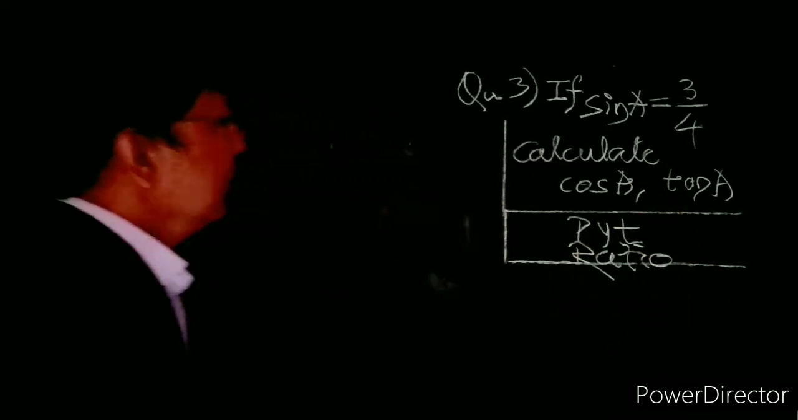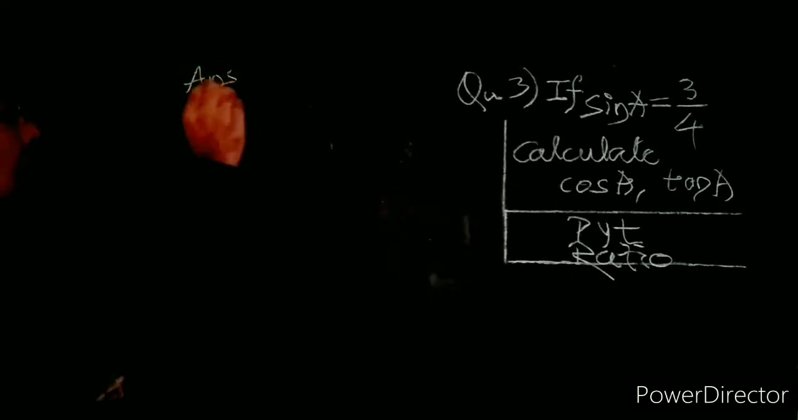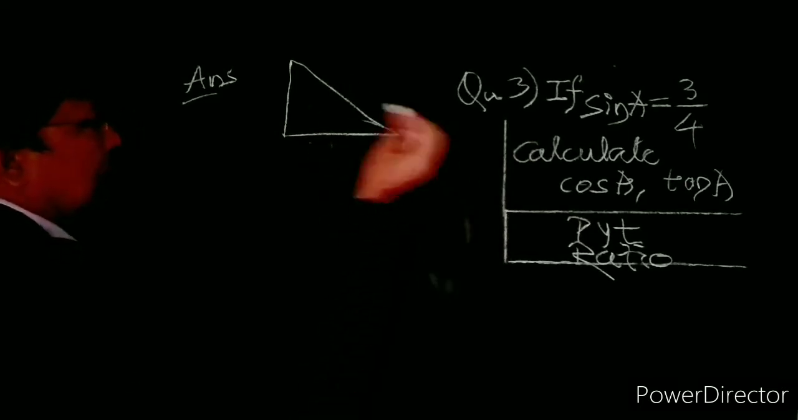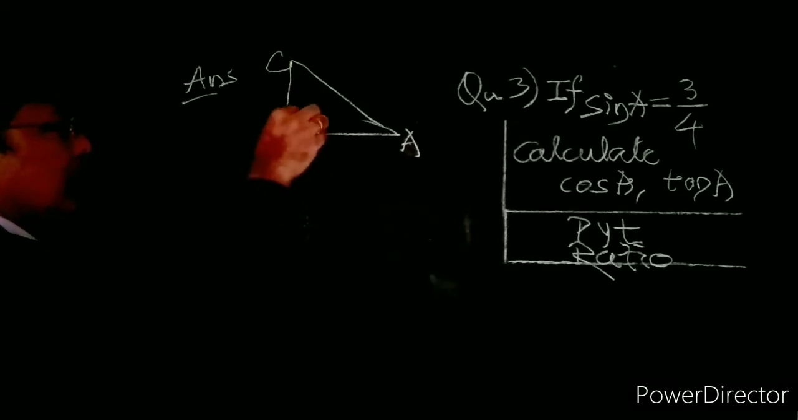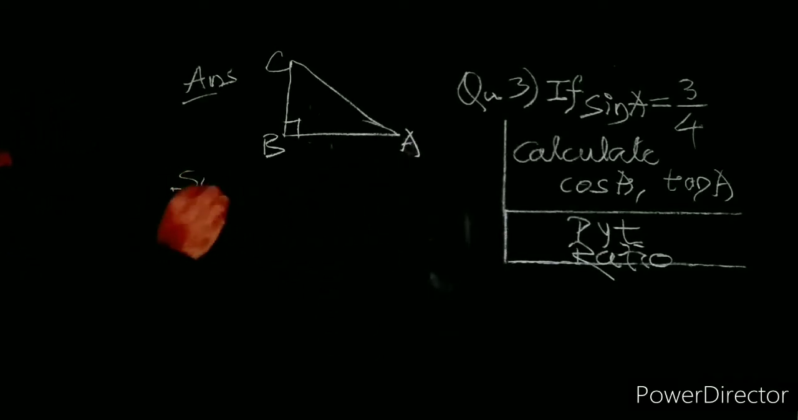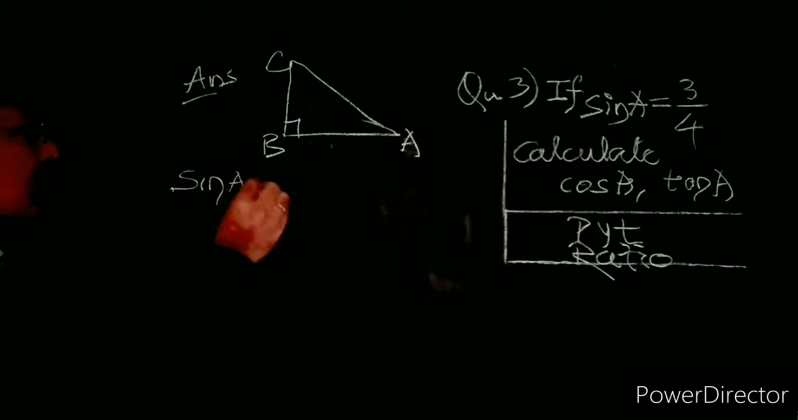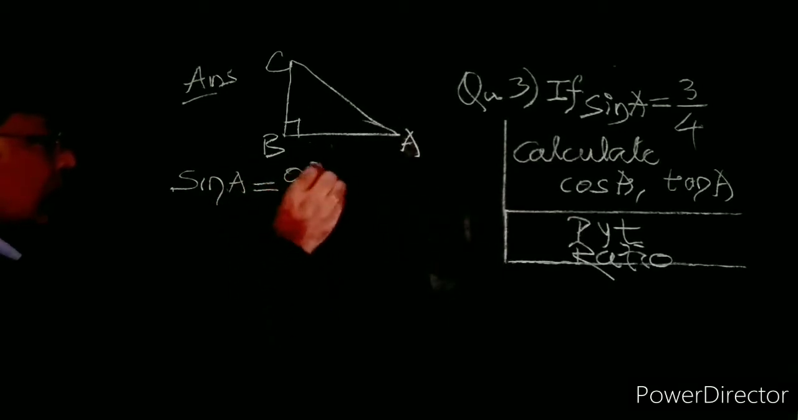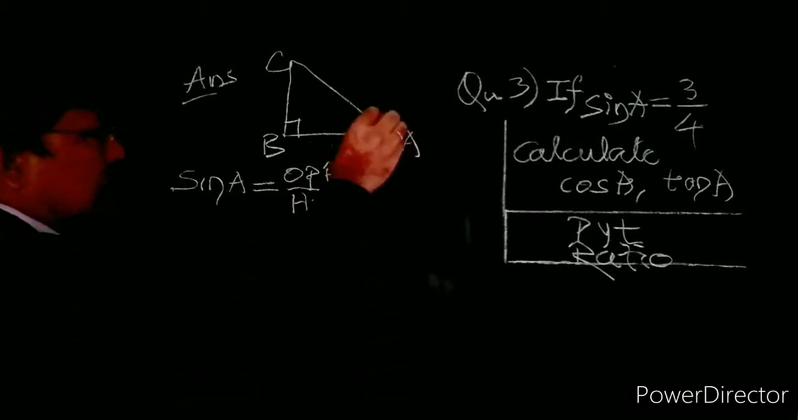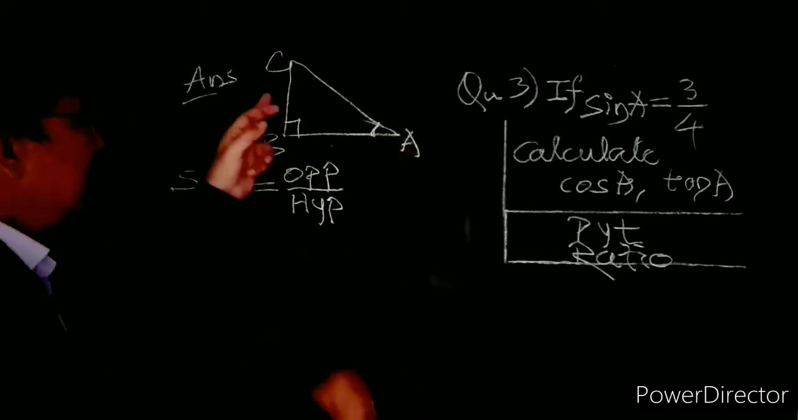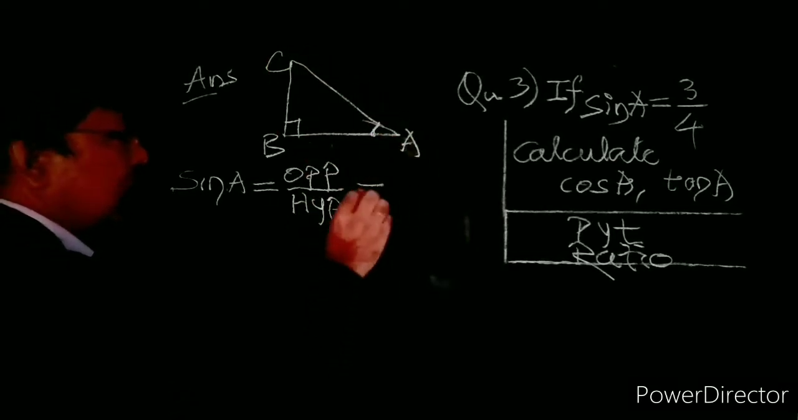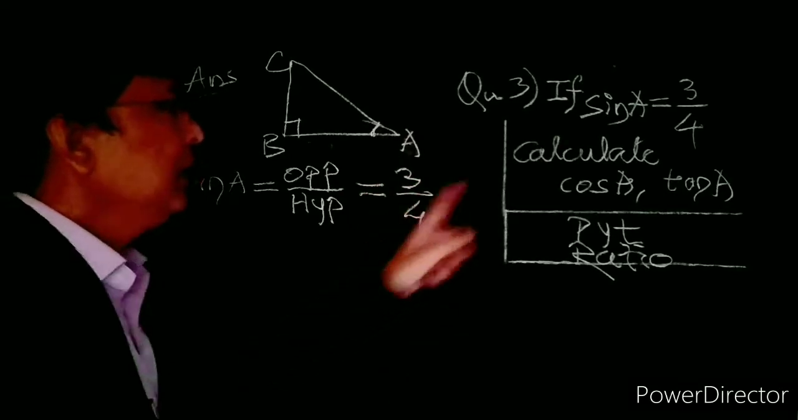How can we do this? We have to draw a triangle. I give the names triangle ABC, which is right angled at angle B. We know that sin A means opposite side upon hypotenuse. We have to consider this triangle from angle A. This BC side is the opposite side and this AC is the hypotenuse. What is the value? 3 upon 4. This is given.